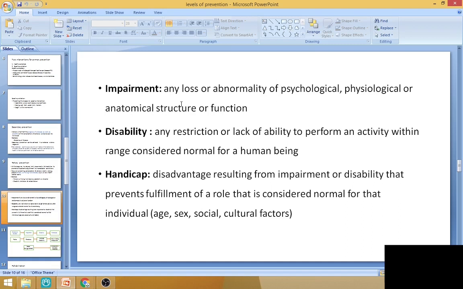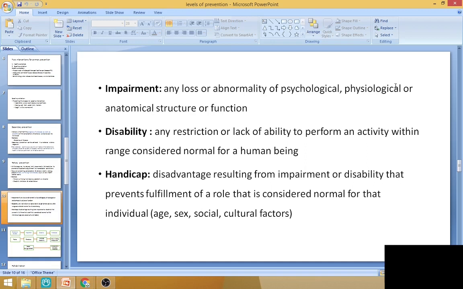Okay, loss of anatomical structure. Understood, 15? Yes, ma'am. Okay, so now because of the loss of one of the lower limbs, he is not able to go to the toilet alone. So it is an example of what? 15. Yes, 15.